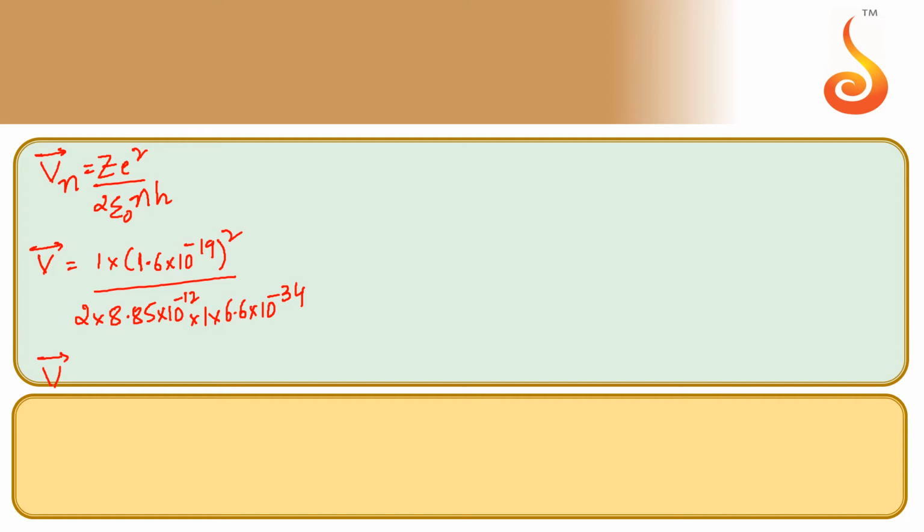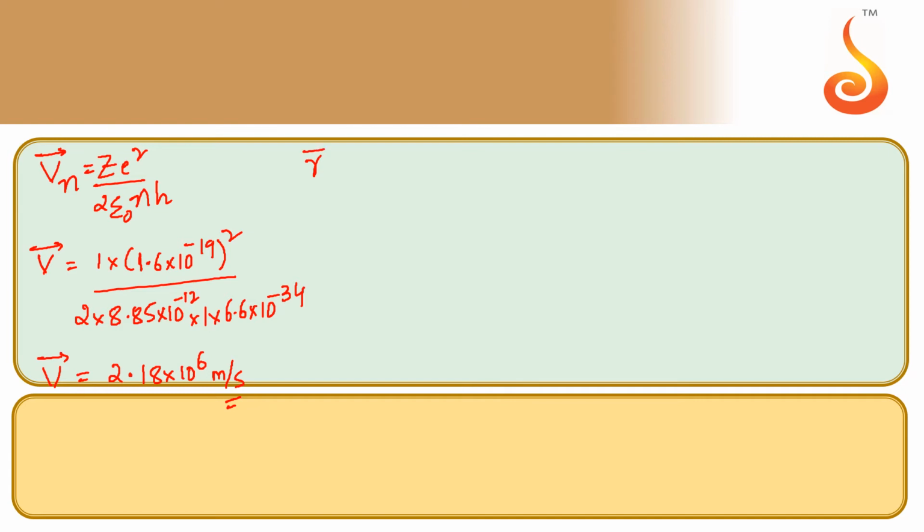Velocity of an electron in the ground state is 2.18 into 10 power 6 meter per second. So this is the velocity of an electron in the hydrogen atom in the ground state. And we also need to calculate radius.